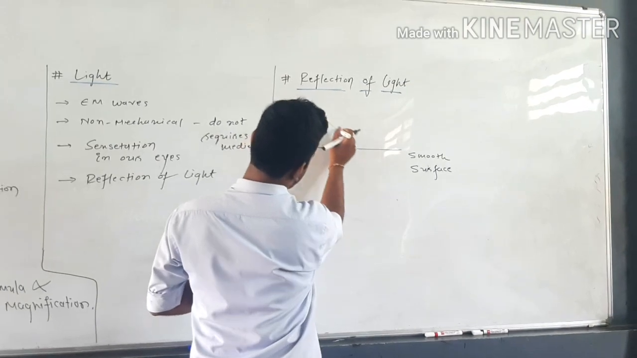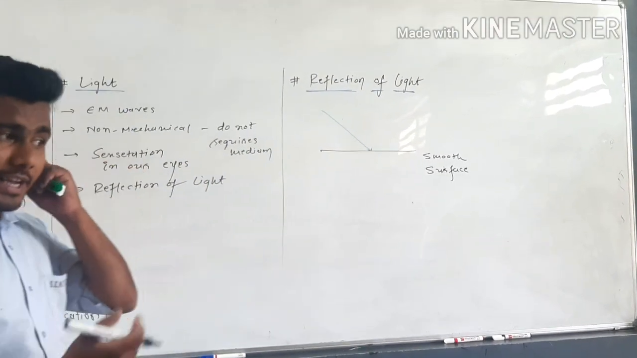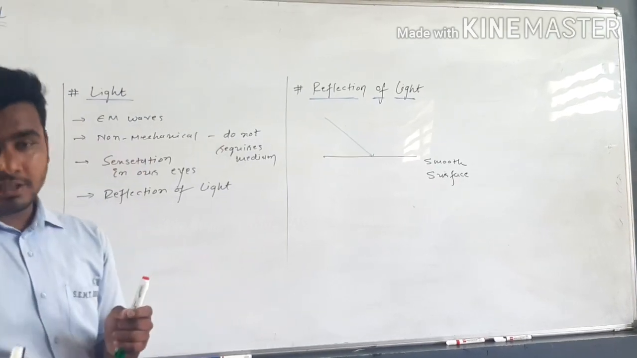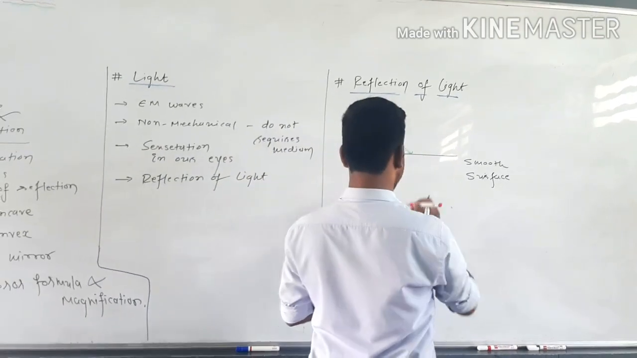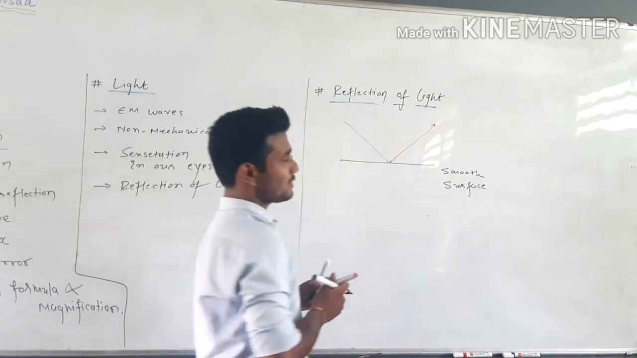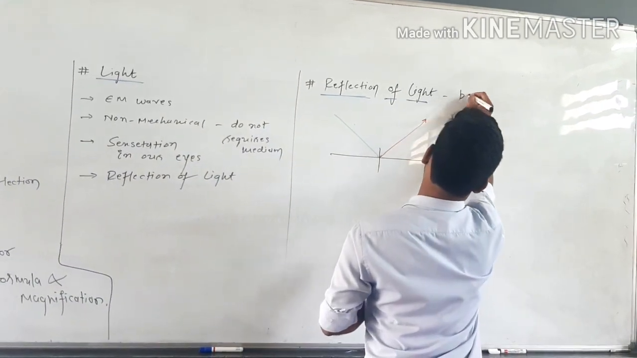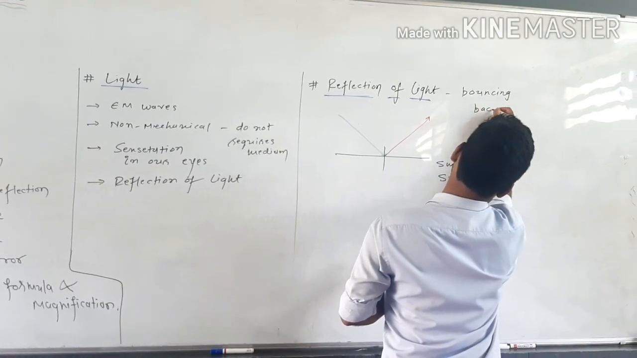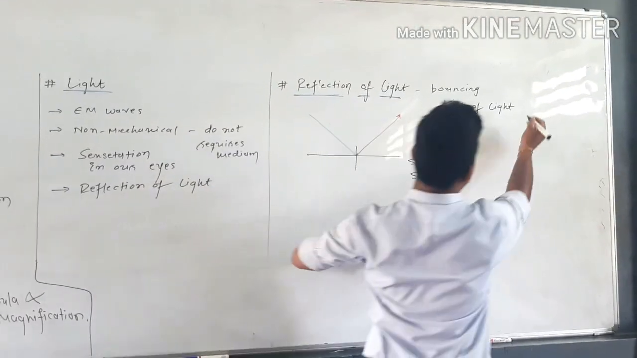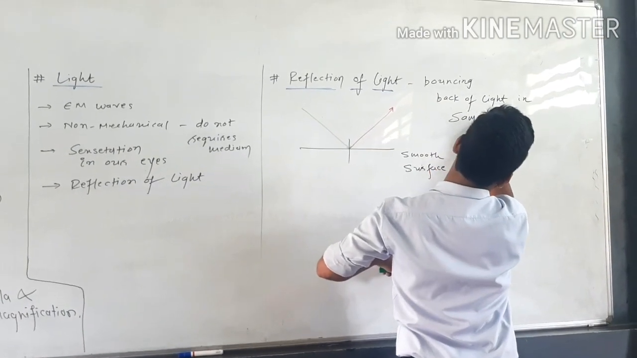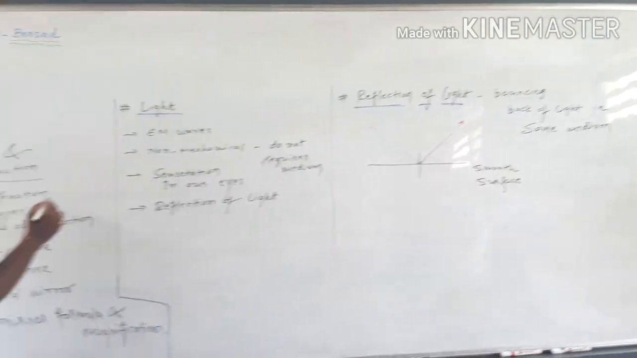For any smooth surface, when a light ray is incident on the surface, three types of phenomena can take place. It can be absorbed, it can pass through it, or it can get bounced back. So when a light ray strikes the smooth surface and gets bounced back, in short this is the phenomenon of bouncing back of light. But here you can see that the bouncing back of light is in the same medium. So bouncing back of light in the same medium is called reflection of light, right?